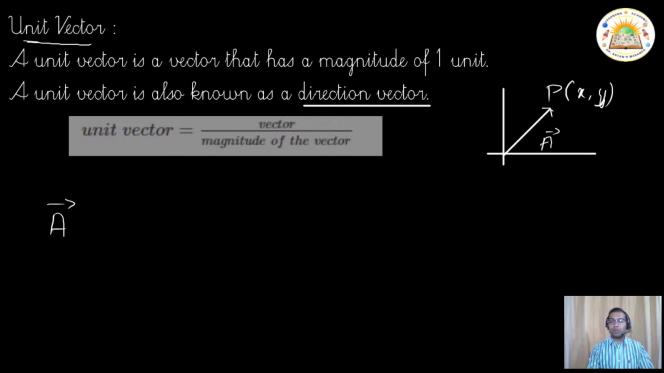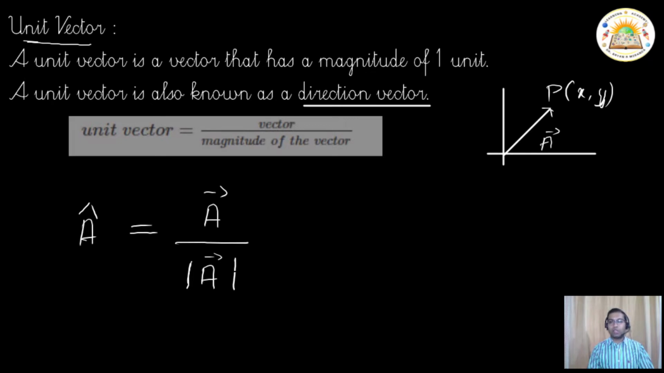Since its magnitude is 1, we can use it as we see fit in a given expression. If you have to write a unit vector, the formula is the vector divided by the magnitude of the vector. The way we represent a unit vector is A with a hat on top of it, and it is going to be A vector by the magnitude of A vector. We write it within the modulus sign, which means we take only the numerical value of A and not the direction.